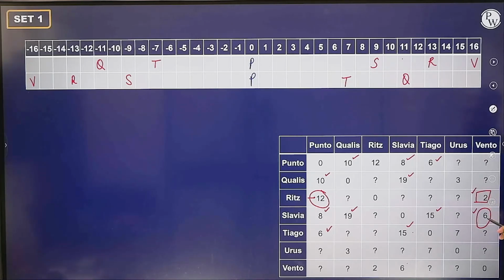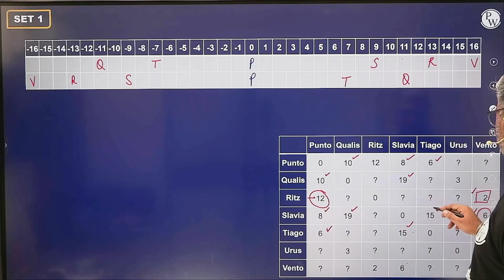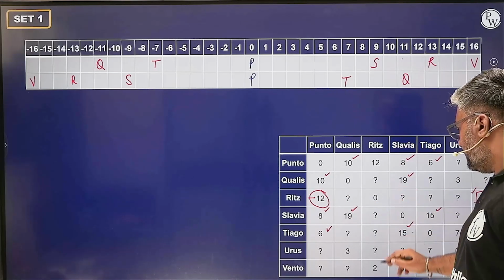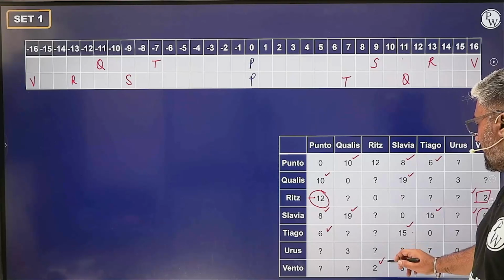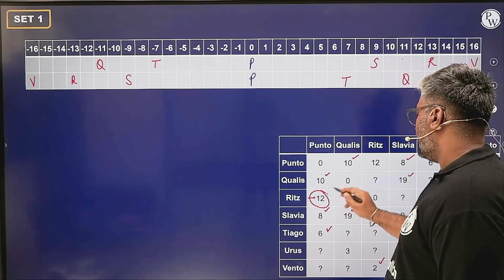Vento with Ritz, Vento with Slavia. Same way यहाँ पे भी कर लो. Vento with Ritz, and Vento with Slavia. ये भी हो गया हमारा. Do you see Vento and Slavia के बीच में 6 का gap? Of course, yes. And we are also done with placing Ritz as well.